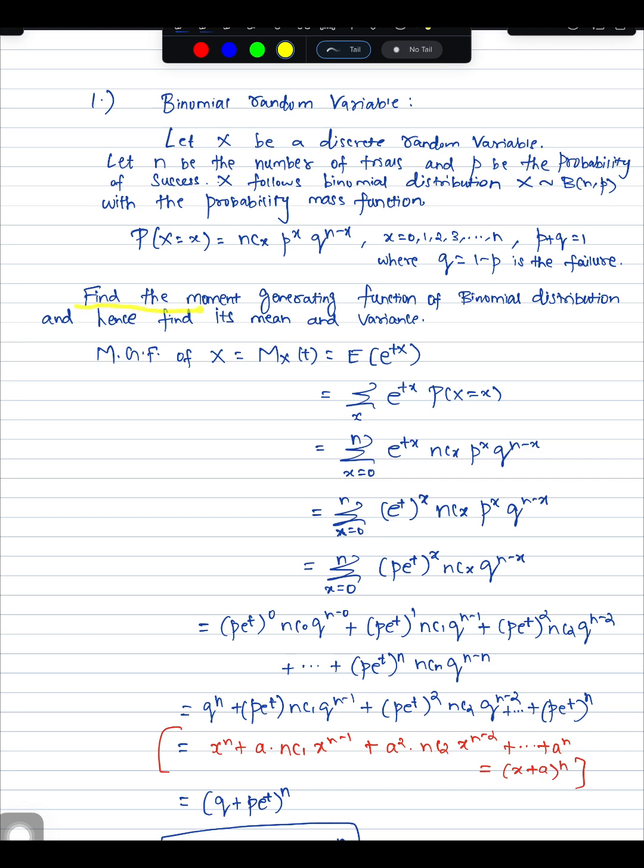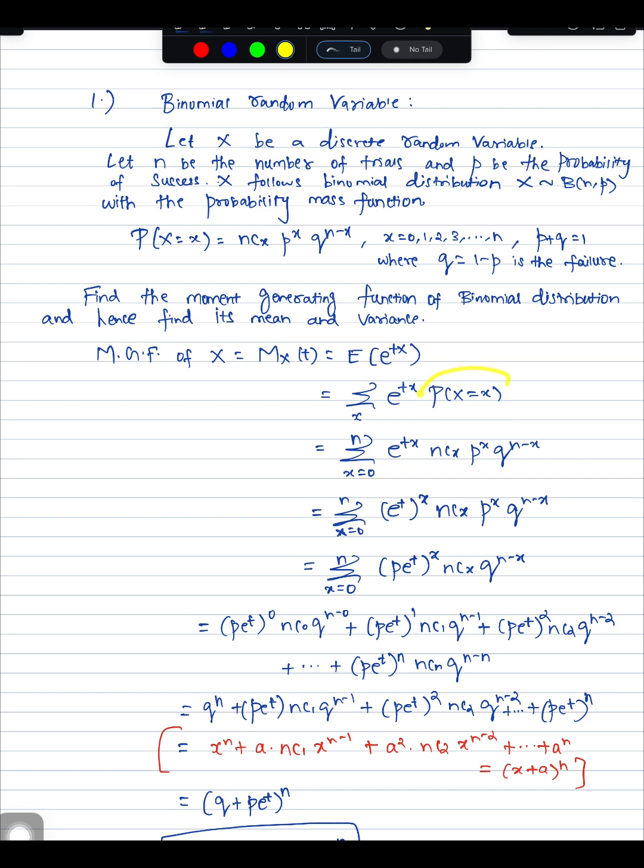Now let us find the moment generating function of the binomial distribution, and hence we can find its mean and variance from the moment generating function. So the MGF of X is given by M_X(t) equal to the expectation of e^(tX). This is the formula. And we know the expectation of e^(tX) is the summation of e^(tx) into probability of X equal to x. So this is nothing but the probability mass function of the binomial distribution.